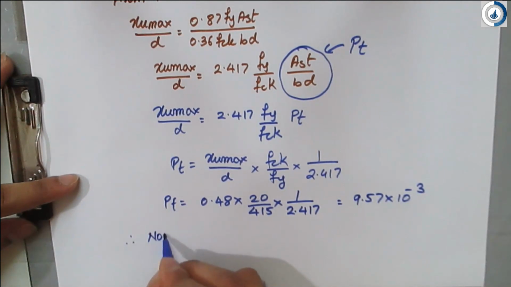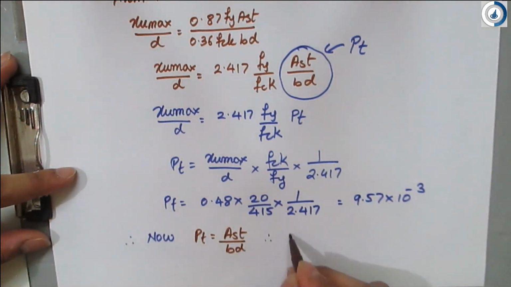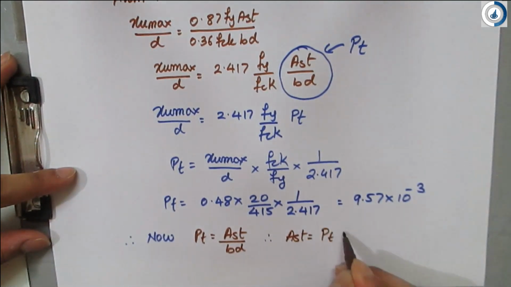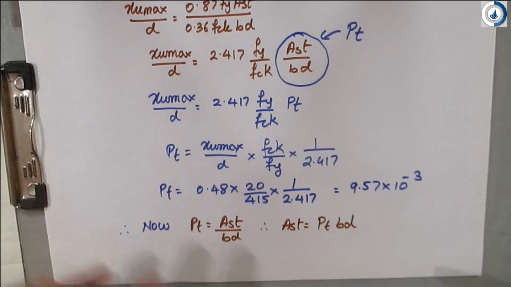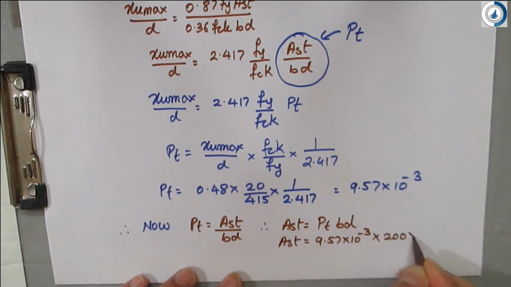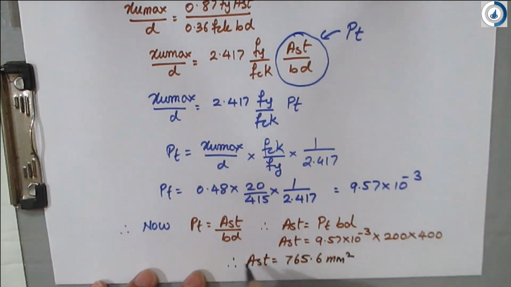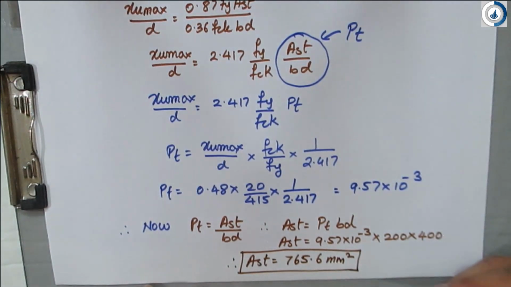Therefore now PT is equal to AST by BD. AST is remaining unknown, therefore AST equals PT BD. So AST equals 9.57 into 10 raised to minus 3, B is 200 and D is 400. Therefore AST equals 765.6 mm square. So this is how you have to calculate the new AST.